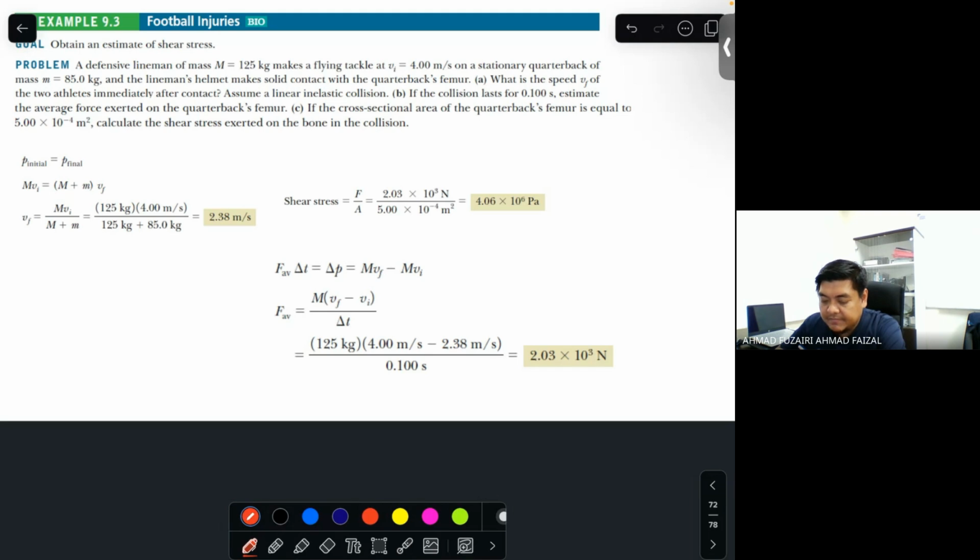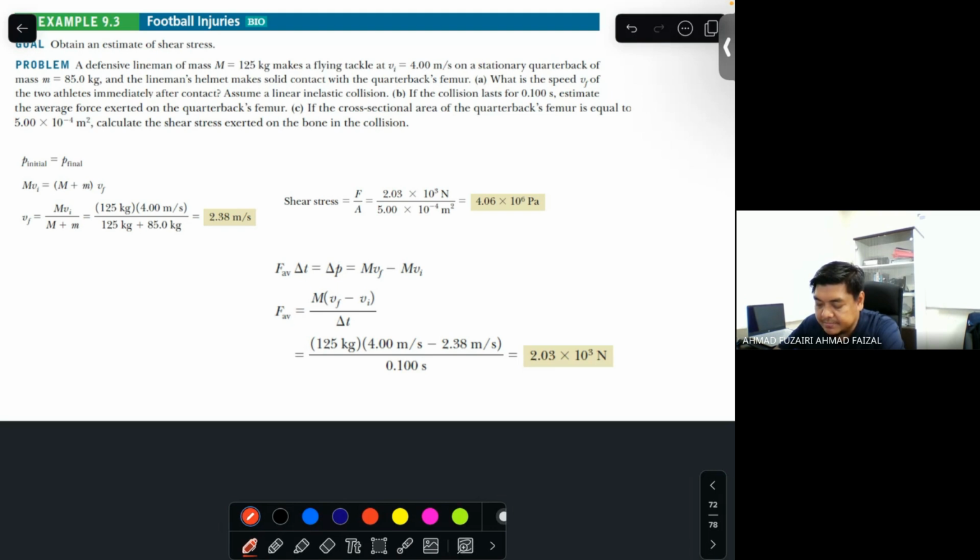A defensive lineman of mass 125 kilograms makes a flying tackle at an initial speed of 4 meters per second on a stationary quarterback of mass 85 kilograms. The lineman's helmet makes solid contact with the quarterback's frame. What is the final speed, v final, of the two athletes immediately after contact?